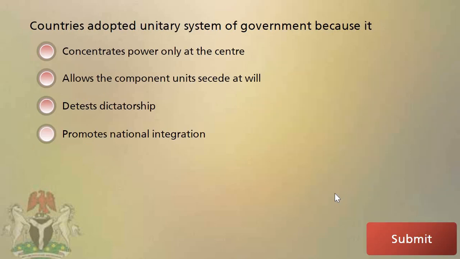Question 6. Countries adopted unitary system of government because it: concentrates power only at the center; allows the components to secede at will; detests dictatorship; or promotes national integration. The right answer is A, it concentrates power only at the center.